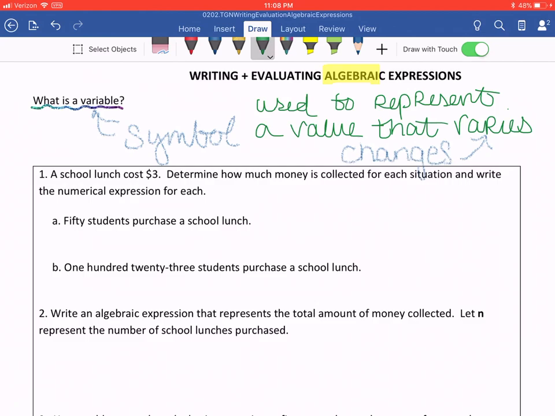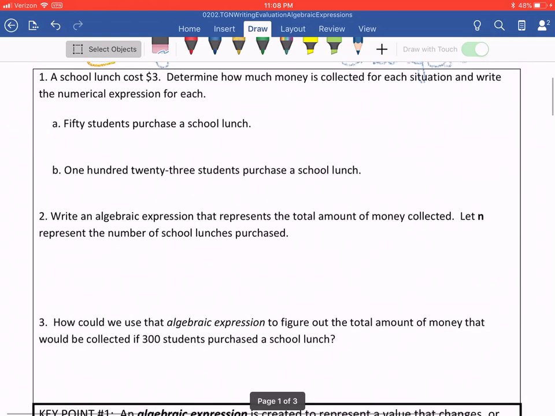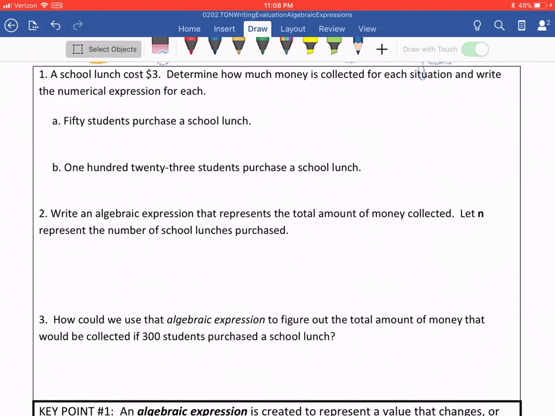So in our past experience, we've been using variables like the letter H, or the letter B, or the letter C. We've been choosing whatever variable would make sense for that equation. So let's keep that in mind as we move on to our first problem for the day. A school lunch costs $3. Determine how much money is collected for each situation and write the numerical expression for each.